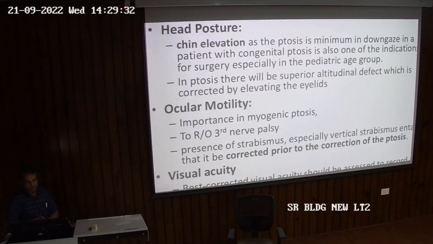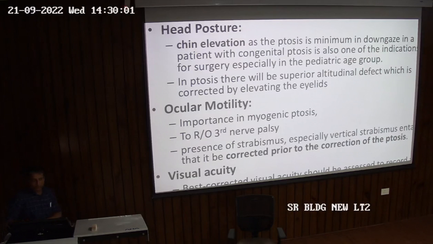Chin elevation, as the ptosis is minimum in down gaze in a patient with congenital ptosis, is also one of the indications of surgery, especially in the pediatric age group. In ptosis, there will be a superior altitudinal defect, which is corrected by elevating the eyelid. Ocular motility is important in myogenic ptosis to rule out third nerve palsy. Presence of strabismus, especially vertical, should be corrected prior to the correction of ptosis.